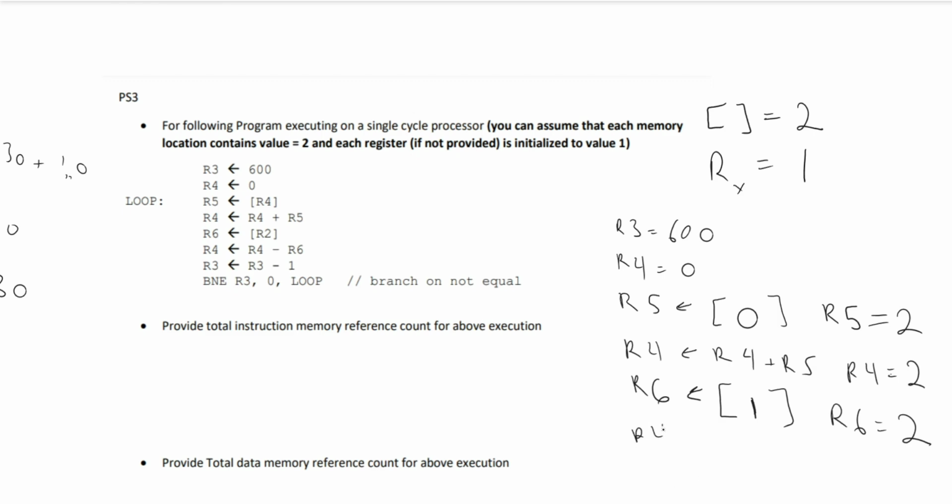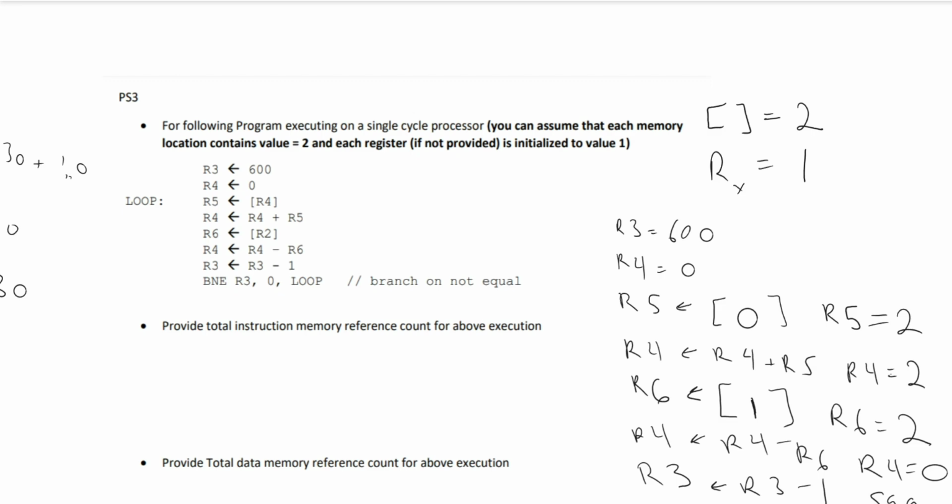And then R4 gets R4 minus R6. So R4 equals 0 now, because R4 is 2 and R6 is 2, so 2 minus 2 is 0. And R3 gets R3 minus 1. So R3 has 600 minus 1, so it's 599.